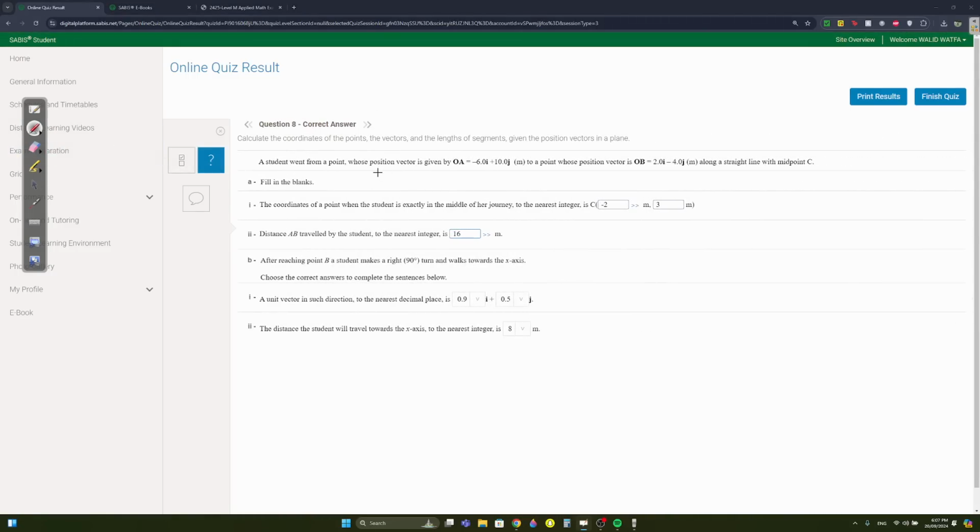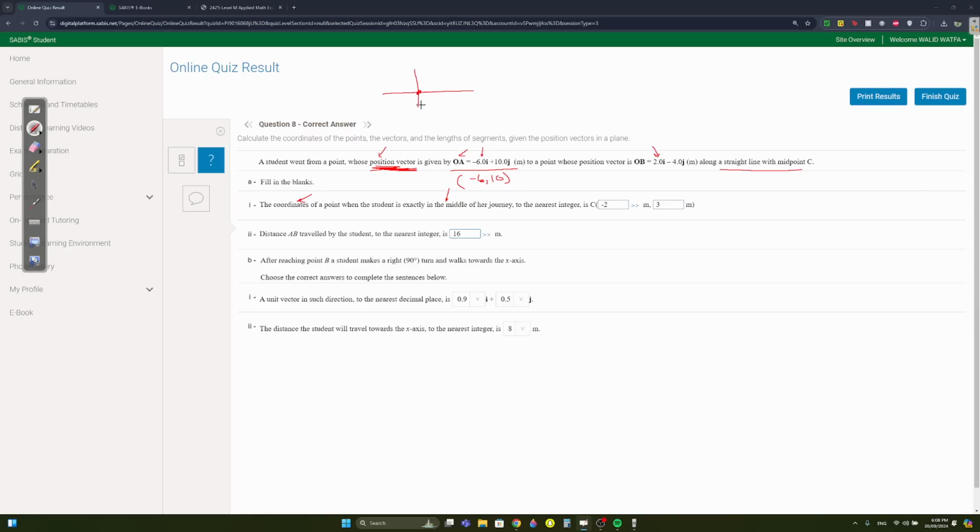Question 9. Okay, oh, that's a long question. A student went from a point OA, okay, to a point whose position vector OB is this, along a straight line with midpoint C. Then they're asking what are the coordinates of the middle of the journey. So yeah, they want the midpoint. How do you find the midpoint? When they say position vector, it's the same as saying this is a point, minus 6 comma 10. That's what position vector means. Whenever you say position vector, that means the initial point is at the origin.